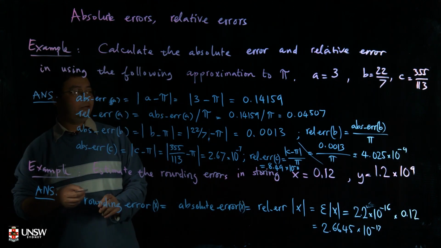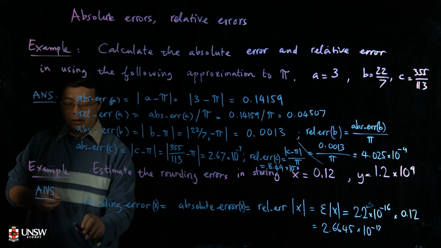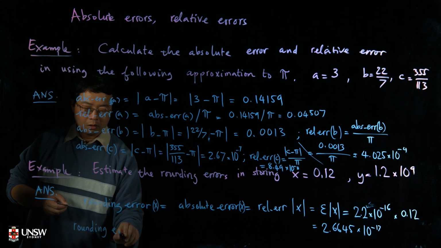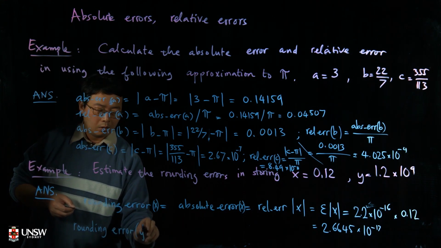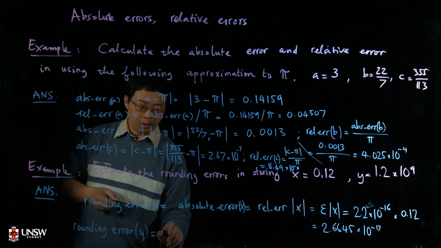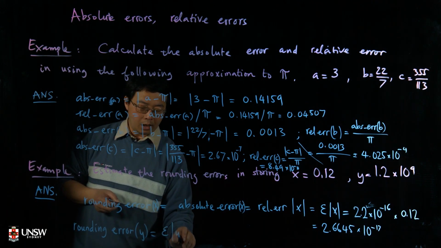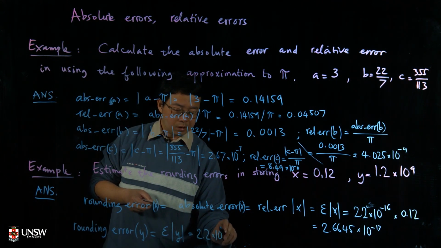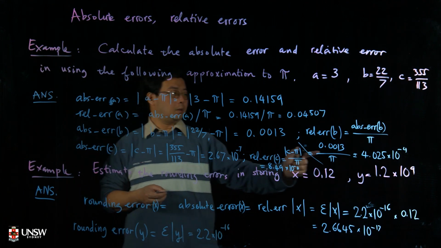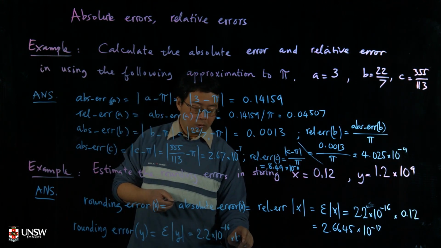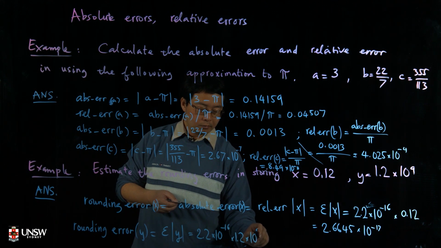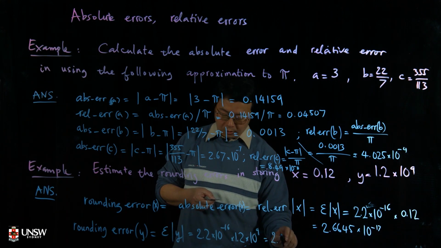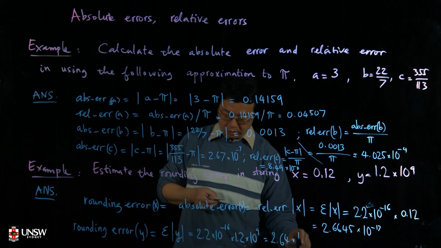However, when you try to store a very big number like y, the rounding error when storing y, using the same formula, will be epsilon multiplied by the absolute value of y. So it will be 2.2 times 10 to the minus 16, but now y is 1.2 billion. So it will be 2.64 times 10 to the minus 7.